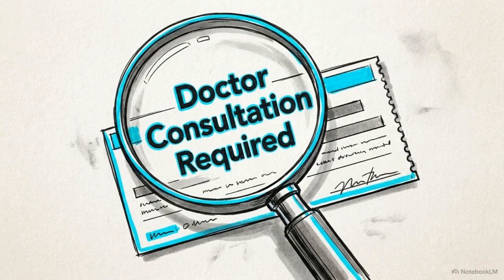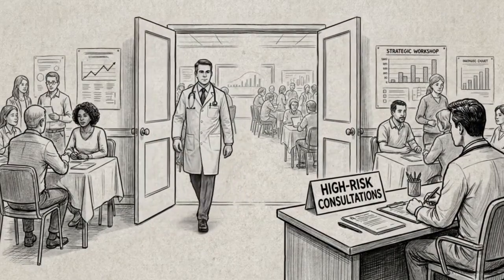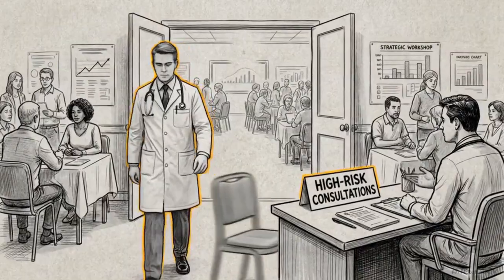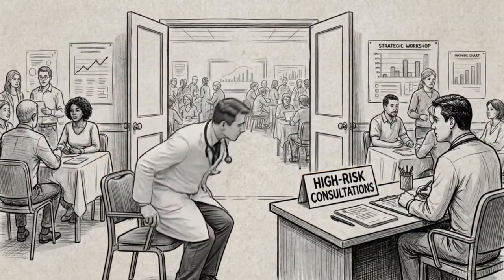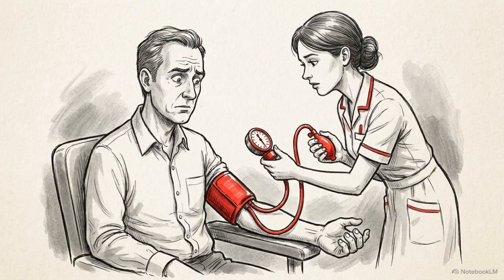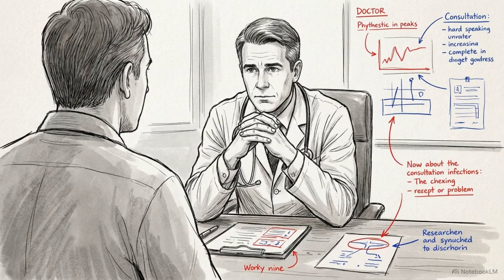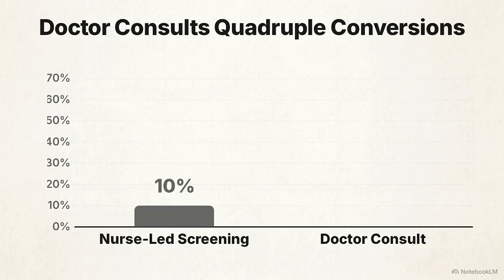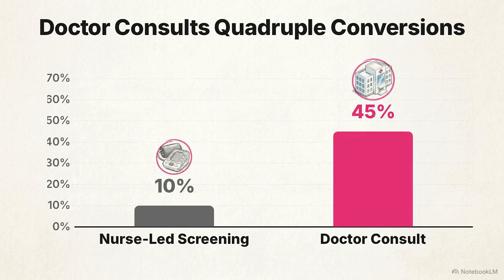There is a specific tactic that amplifies this offer. Have a doctor from your hospital arrive for only the final 45 minutes of the camp to consult specifically on those high-risk results. Hearing a nurse say your blood pressure is high is concerning. Hearing a doctor look you in the eye and say, "I want to see you in my OPD this week," causes conversion rates to jump from 10% to 45%.